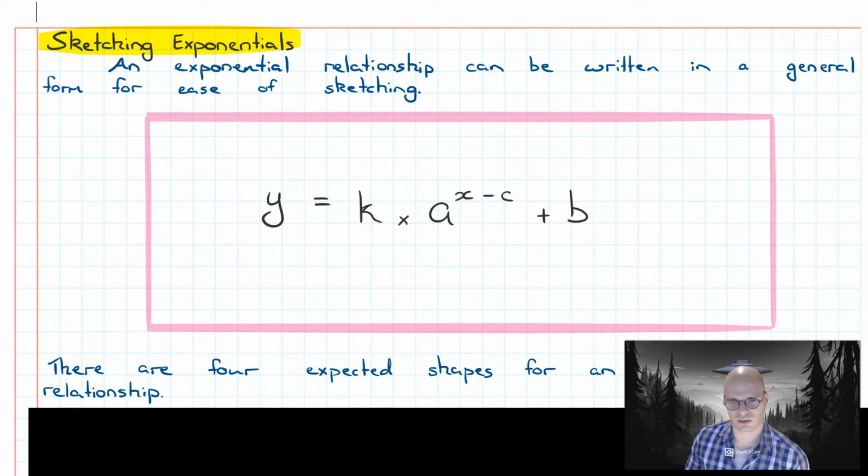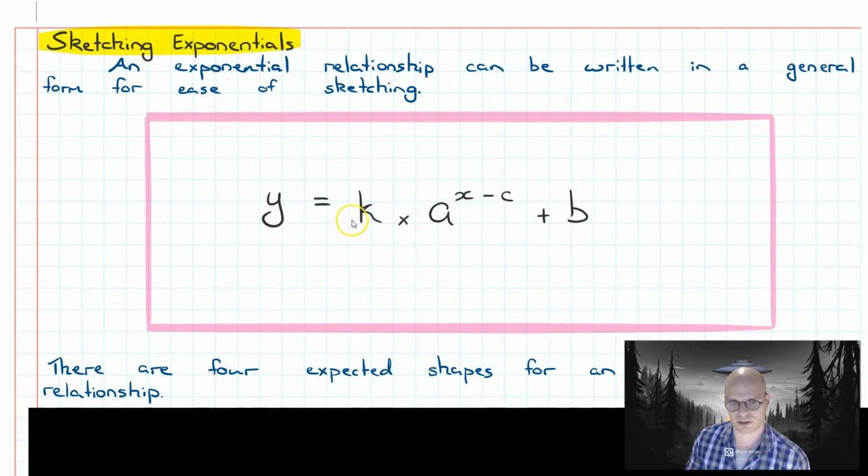Welcome to this video on the topic of exponentials. In this video, we're going to have a look at how we can go about sketching exponential relationships. Now, an exponential relationship can be easily sketched when it's arranged in a general form as shown over here.